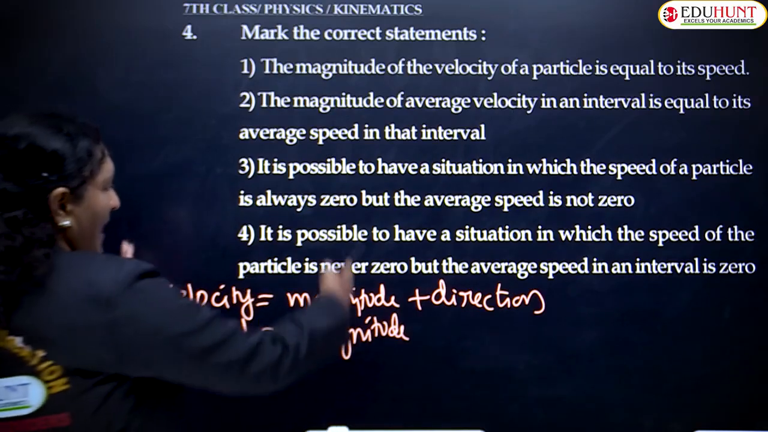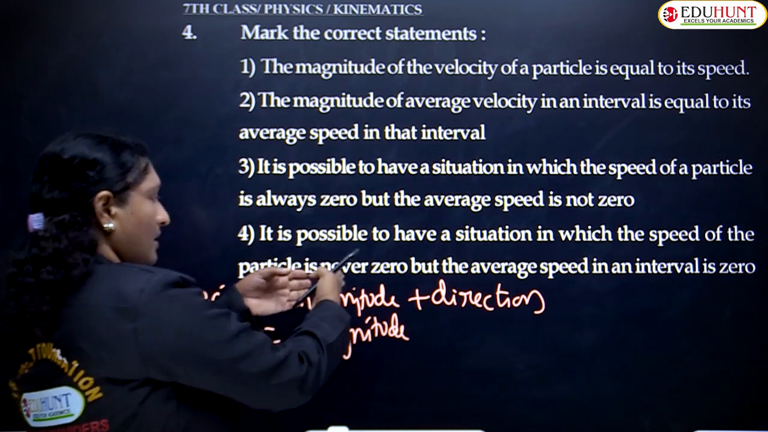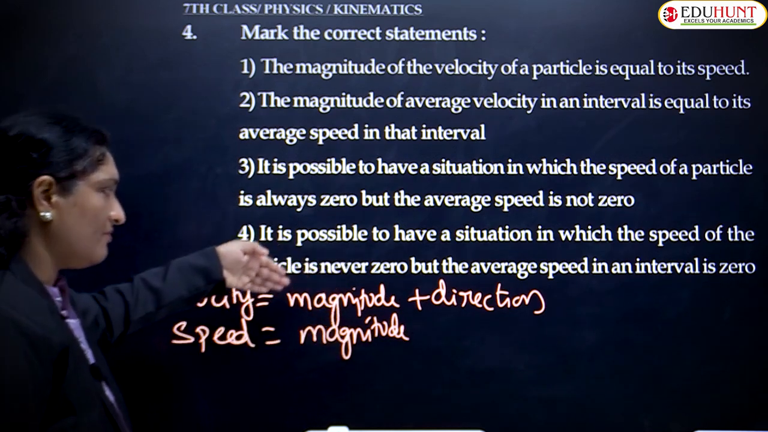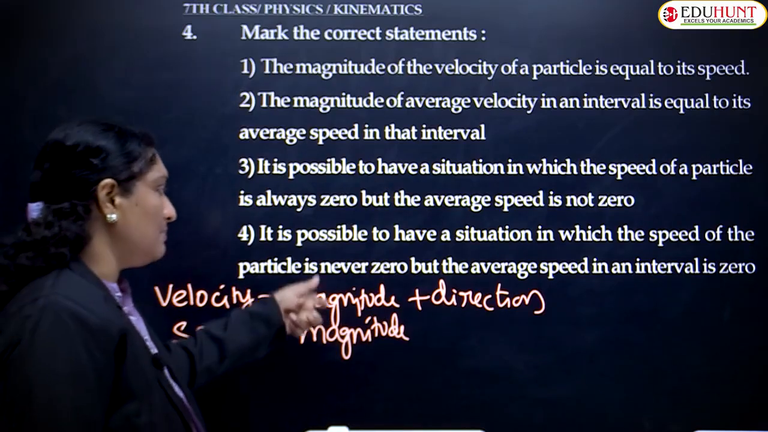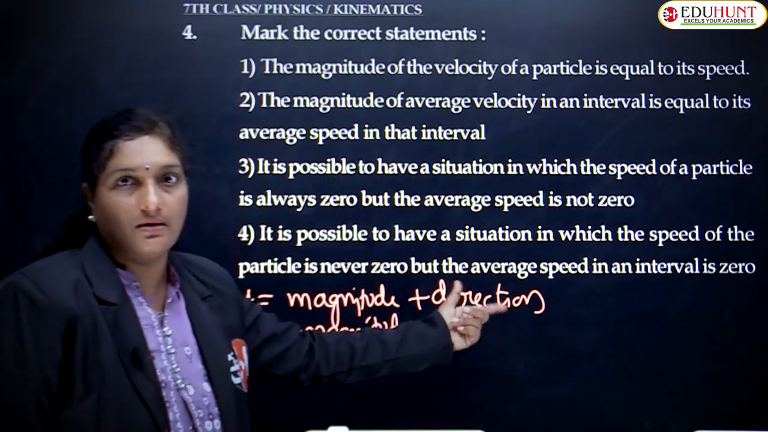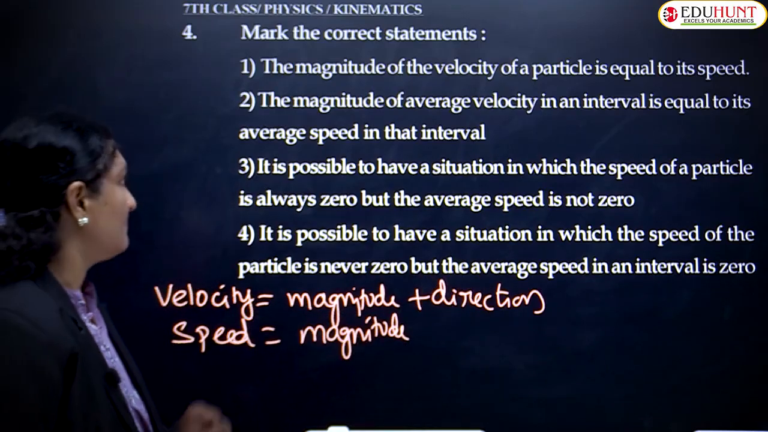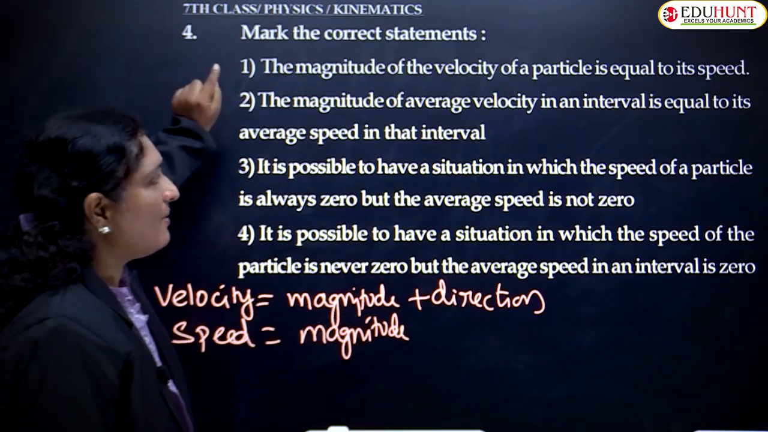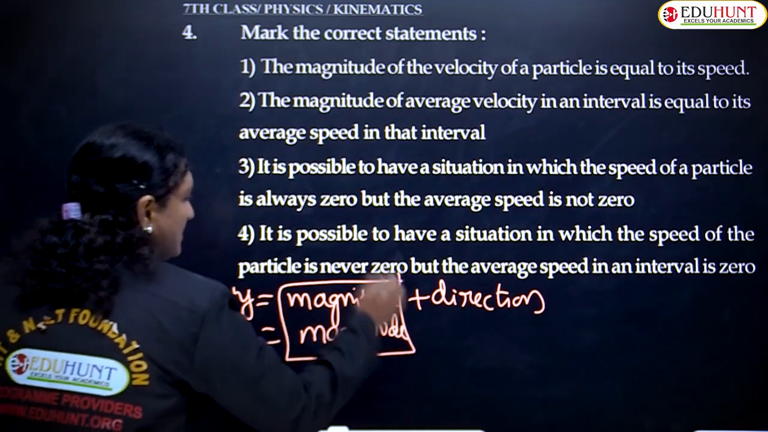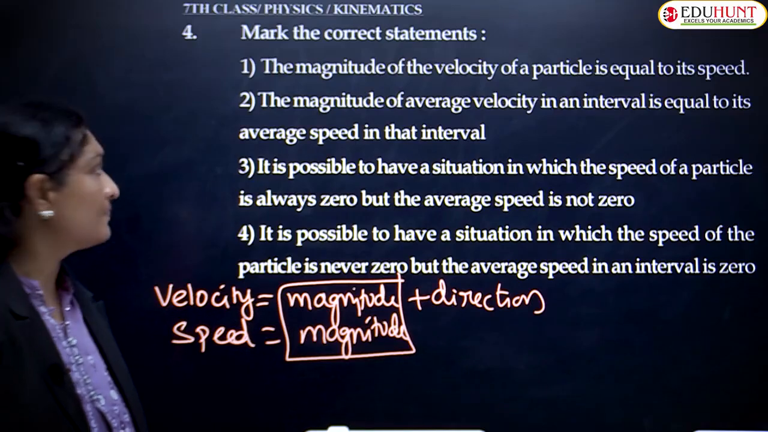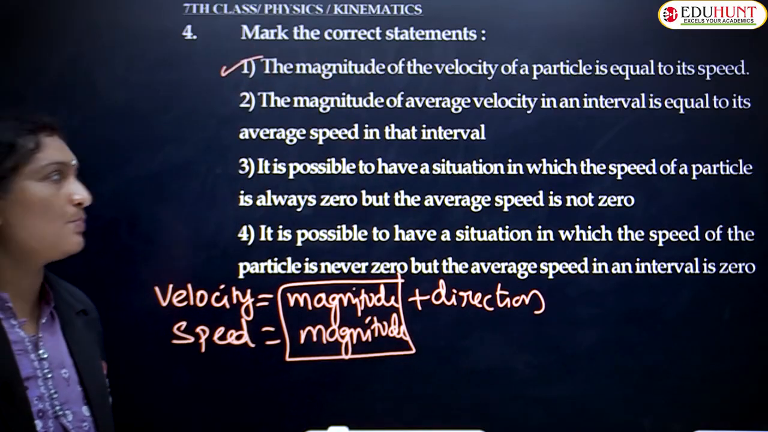Okay, suppose a car is moving with 10 meter per second. Then the magnitude of velocity is 10 meter per second, and speed is also 10 meter per second, whereas 10 meter per second towards east, that direction also has to be included to represent velocity. So the magnitude of the velocity of a particle is equal to speed. Yes, of course, both are the same. This is 10 meter per second, that is also 10 meter per second. So the first answer is true.